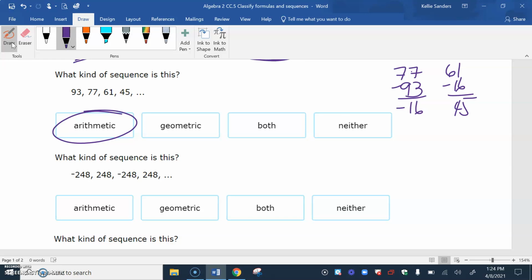All right. So negative 248, 248, negative 248, 248. Obviously I'm not adding 0 this time to get from negative to positive, so it's not going to be arithmetic. It's not going to be both. But it is going to be geometric. What are you doing if you're bouncing back and forth from positive to negative? You're multiplying everything by -1.